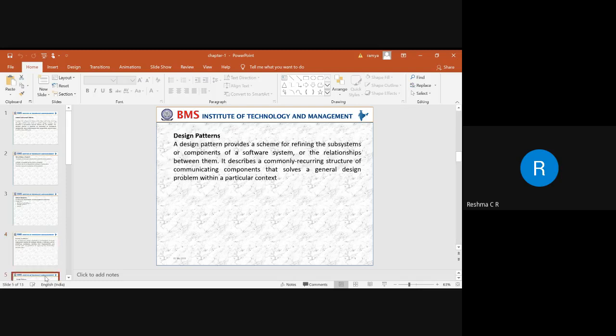So next thing is design pattern. Whatever the lab set of programs that we have done, all these patterns we are calling a design pattern. So why do we call those design patterns? When you say a design pattern, it has its own schema, it has its own solution. So how do we define a design pattern? It provides a particular schema refining a subsystem.